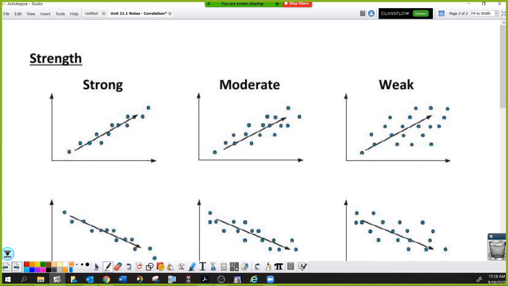Speaking of the strength, check these out. Now, this first picture is the exact same picture that you just had underneath linearity. Those dots are relatively close to that line, aren't they? They don't deviate too far away from that line there. So this would be called a strong linear trend, strong positive linear trend. So we say strong, strong positive.